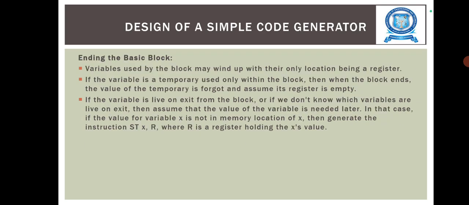Next, we are going to see ending the basic block. Variables used by the block may wind up with their only location being a register. If the variable is a temporary used only within the block, then when the block ends, the value of the temporary is forgotten and we assume its register is empty. If the variable is live on exit from the block, or if we do not know which variables are live on exit, then assume that the value of the variable is needed later. In that case, if the value for variable x is not in the memory location of x, we generate the instruction ST x, R, where R is the register holding the x value.